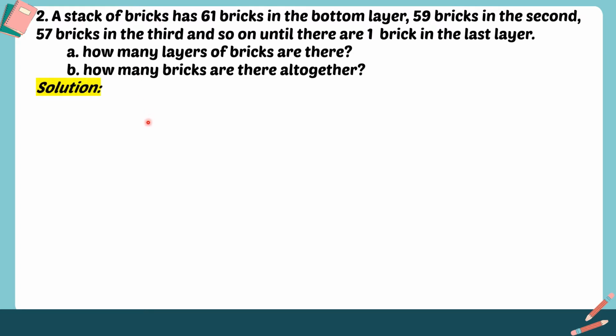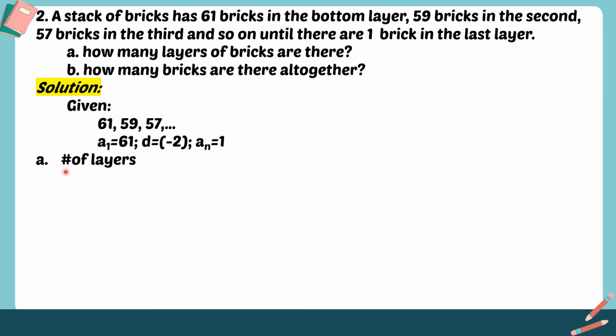So, first, we need to analyze our sequence. Ang given natin ay 61, 59, 57. Ang ating first term ay 61. And then, ang common difference natin is negative 2. Dahil 59 minus 61 is negative 2. Ang a sub n naman natin ay 1.